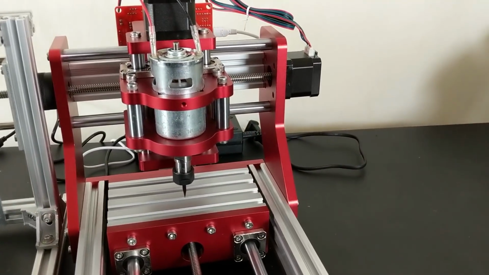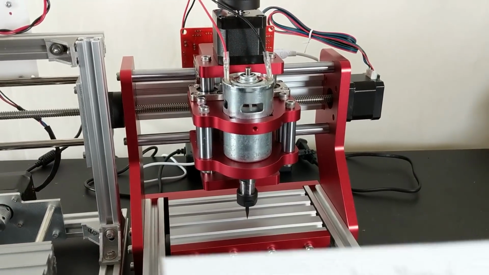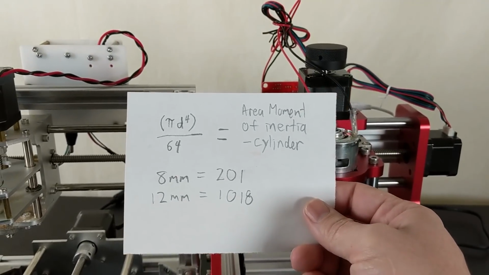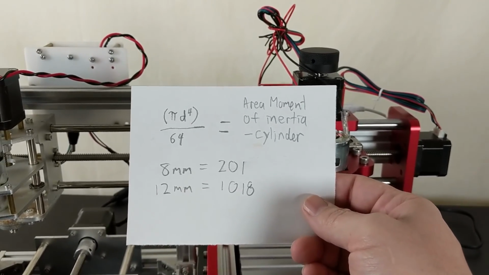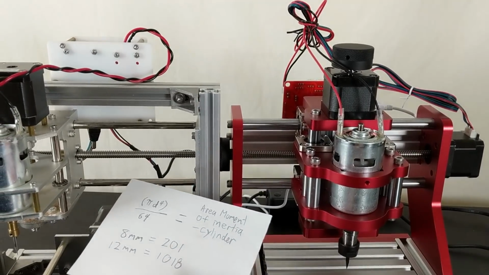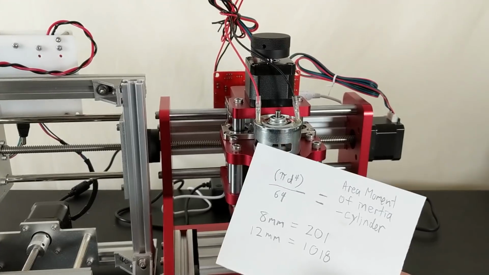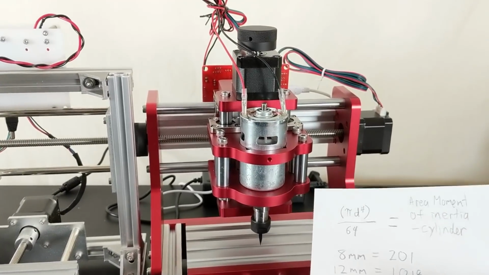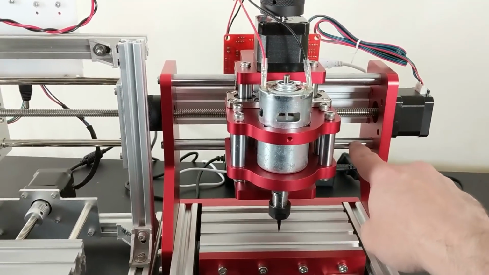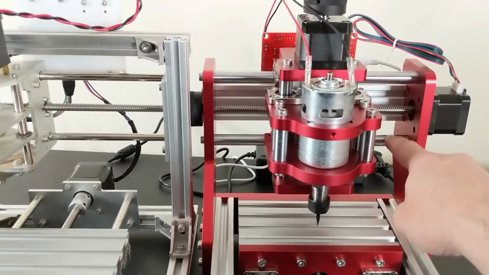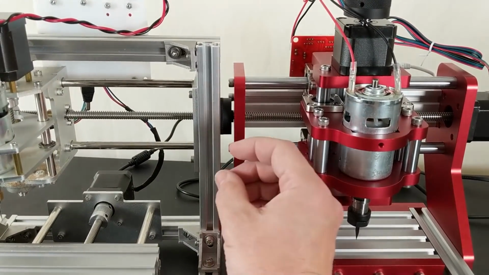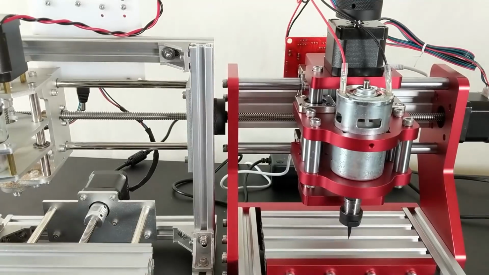And I looked it up. I hadn't done these equations for about 7 years since I was in school. The moment area of inertia of a cylinder, that's the equation there on the left. So for the 8mm rod, we have 201. And for the 12mm rod, the moment area of inertia is 1018, rounded, of course. So that's huge. 5 times more stiff than this one, just by being 50% larger in diameter.